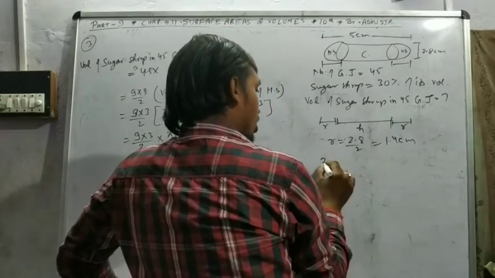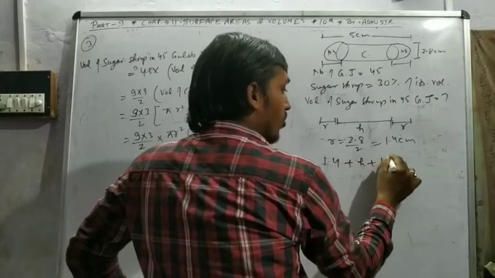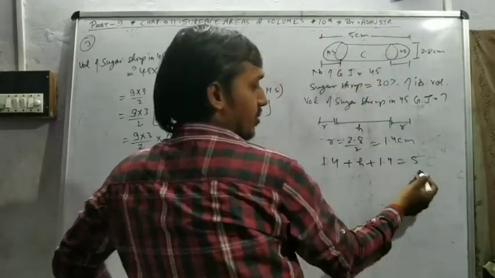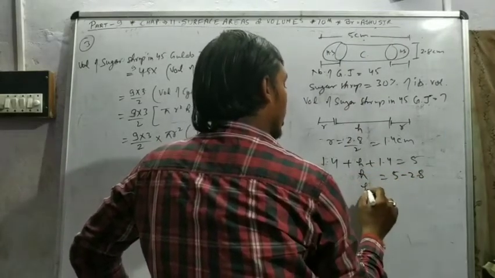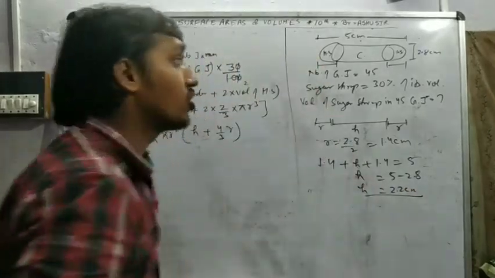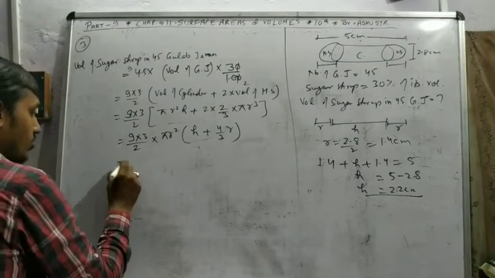So you can say 1.4 plus h plus 1.4 is equal to 5. The whole length of the gulab jamun is 5 centimeter. So h is equal to 5 minus 2.8, that is h equal to 2.2 centimeter, the height of the cylindrical part in the gulab jamun. Then put all the values.